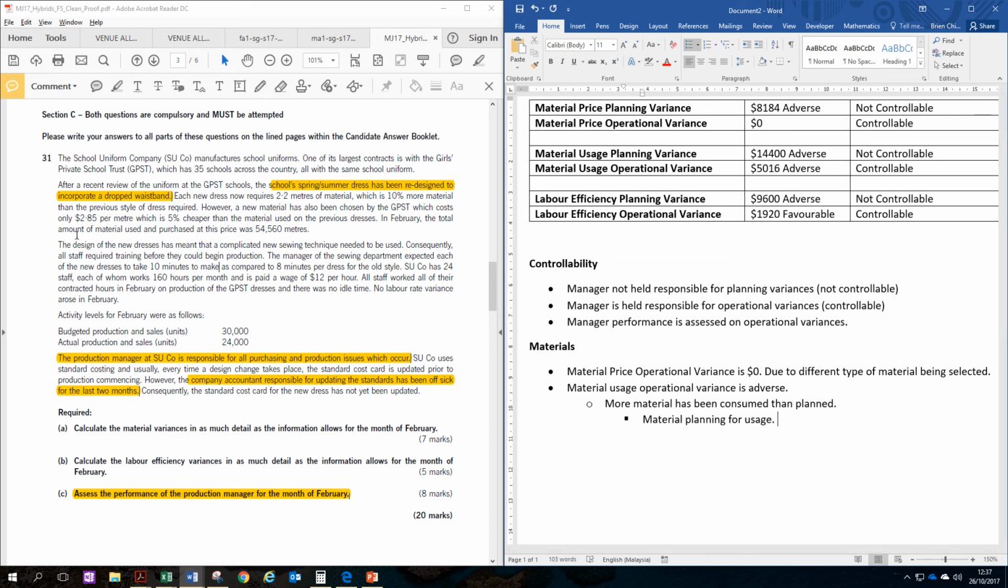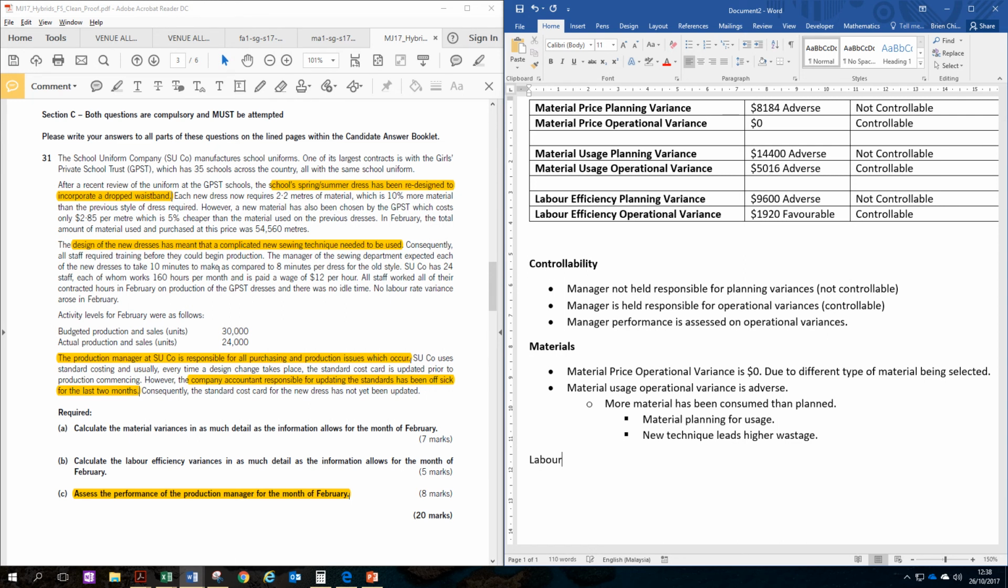They also say that the design of a new dress means that a complicated new sewing technique needs to be used. Maybe the new technique leads to higher wastage. We don't know, but it could be. And these are things that should be within his control, okay? Or it could be something else. Now let's take a look. You have some creativity involved. You can think of new ideas if you want to, as long as it's relevant, you'll be accepted.